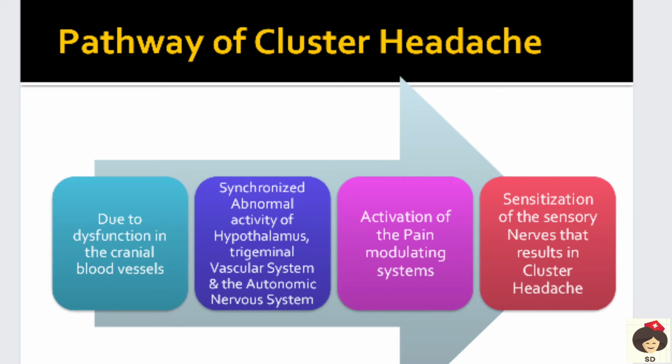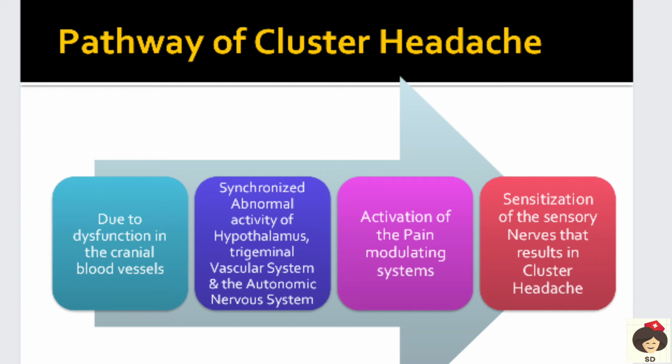Synchronized abnormal activity is like a circadian rhythm. Circadian rhythm is due to changes in the seasons, or changes in day and night, or changes in the light, everything. So according to the circadian rhythm, that is, changes in the time of the day, there is abnormal activity in the hypothalamus, trigeminal vascular system and autonomic nervous system.